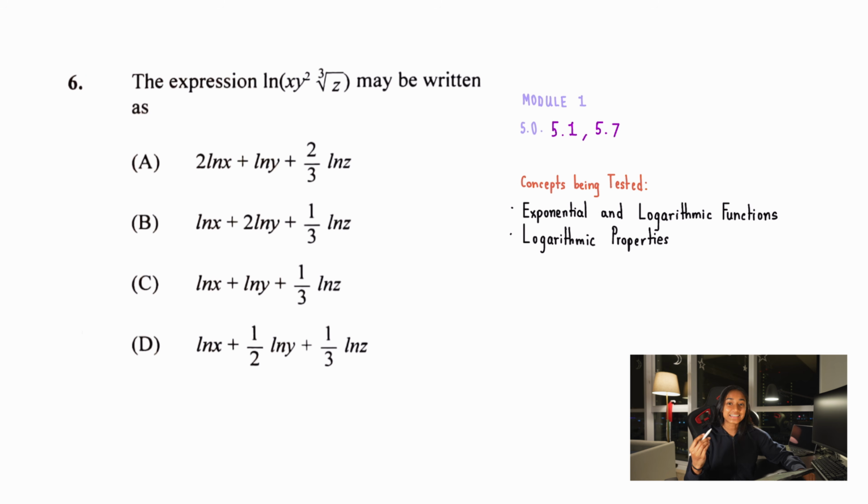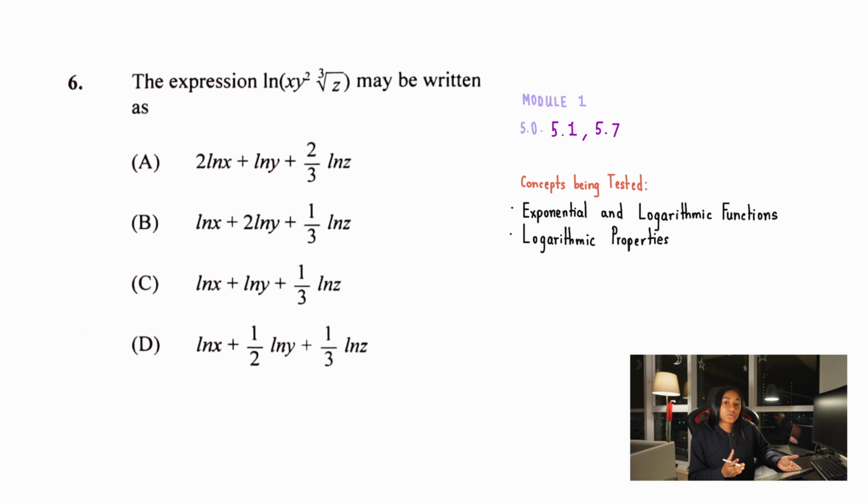Question 6 states that the expression ln of x, y squared, and the cube root of z may be written as one of these options. So 3 of these are the imposters, and we need to figure out which one is the real one. You know when you put on your fancy clothes and you look different, but you're actually the same person, we just need to figure out what they're wearing today. What is this guy wearing today?